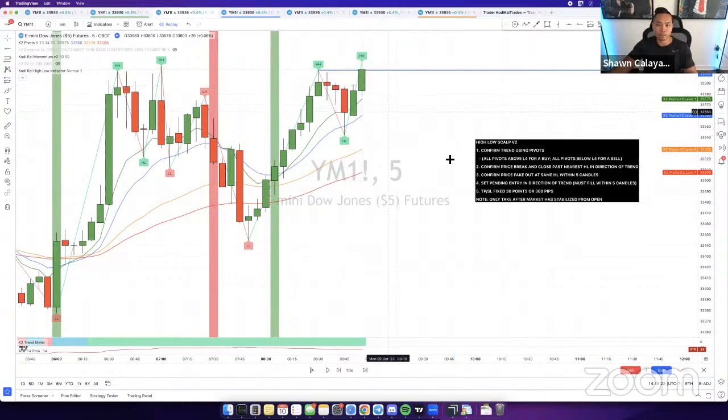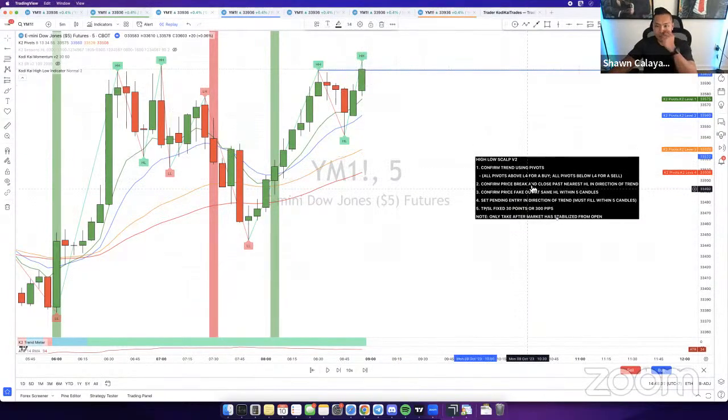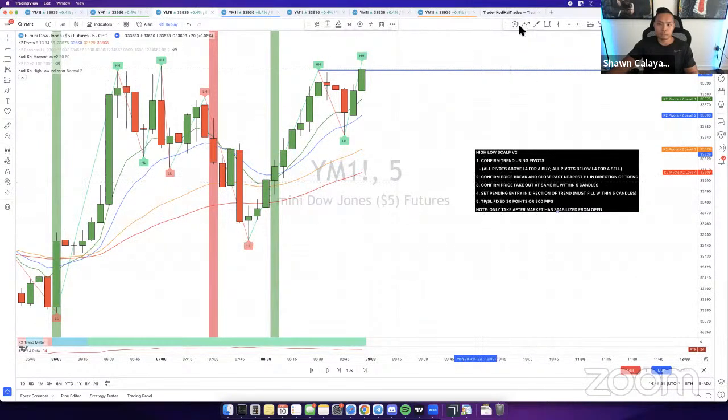So again, right here, you want to confirm the trend using the pivots. You can see that this candle right here broke and closed past it at 8:55. This is on Monday, October 9th, yesterday. There's a higher high right here. It doesn't matter if it's a higher high or lower low. It just needs to be any type of high or any type of low. So there's a higher high right here, you're confirming the trend is bullish. You can see all the pivots are above the level 4 pivot. Second, you want to confirm price breaks and closes past the nearest high low. This candle right here broke and closed past it.